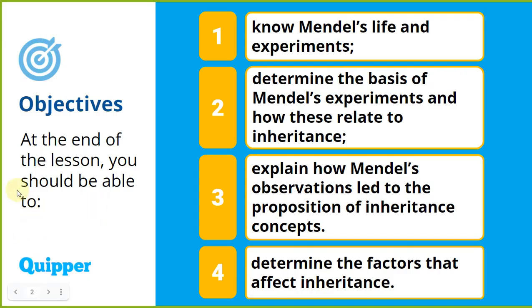Our objectives, class, are: number 1, to know Mendel's life and experiments, which are simple yet very contextual. Second, determine the basis of Mendel's experiments and how this relates to inheritance. Third, explain how Mendel's observations led to the proposition of inheritance concepts. And last but not the least, determine the factors that affect inheritance.